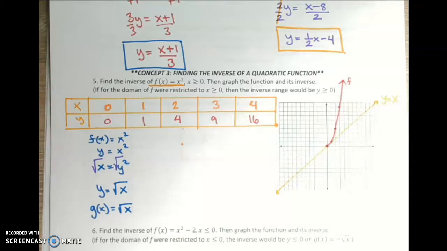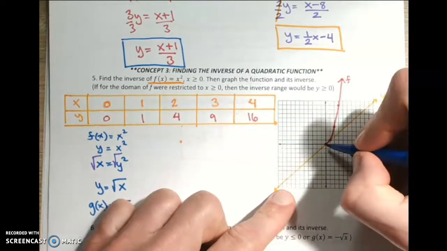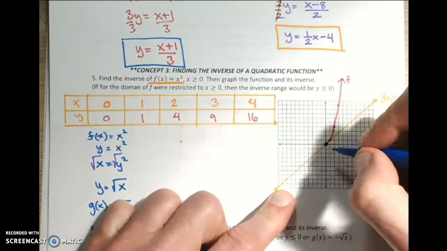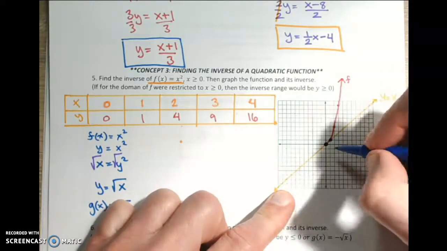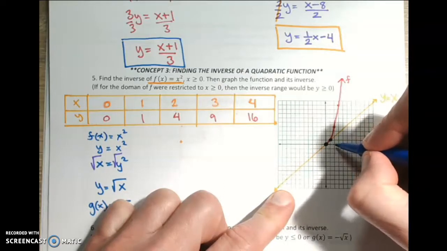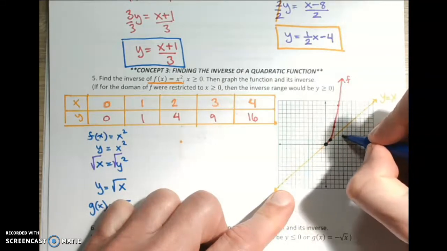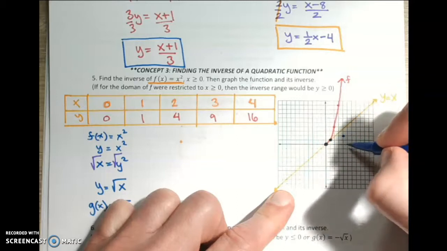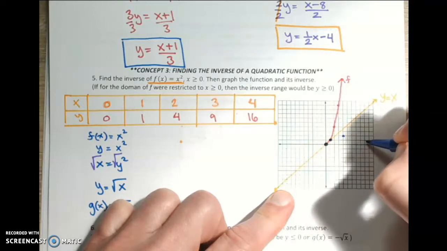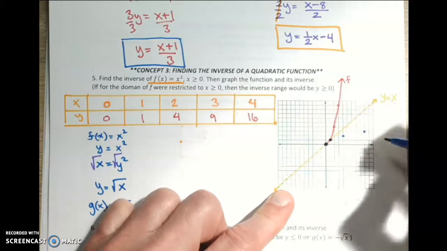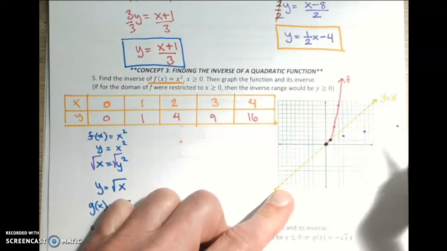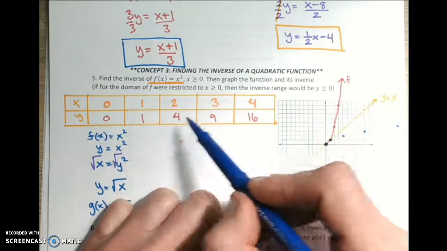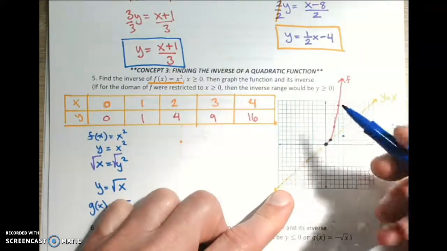So when I graph this, all I'm really doing is the opposite, right? Well, the first one's 0, 0, but then the second one is going to be 1, 1, so that's not changing. But the third one is 4, 2, so I go 4 to the right, 1, 2, 3, 4, up 2. Then I go 9 right, up 3, and 16 right, up 4.